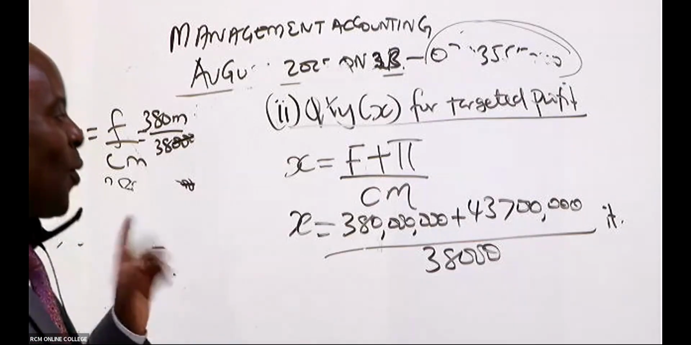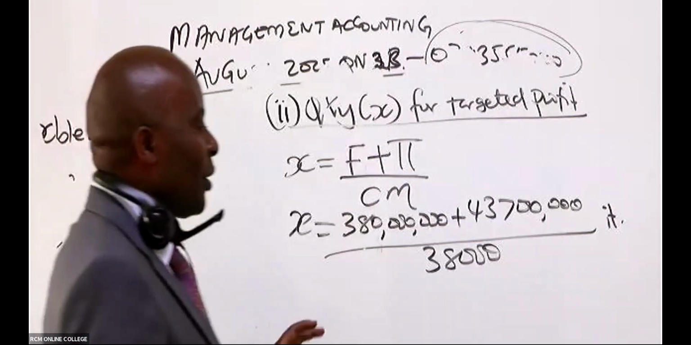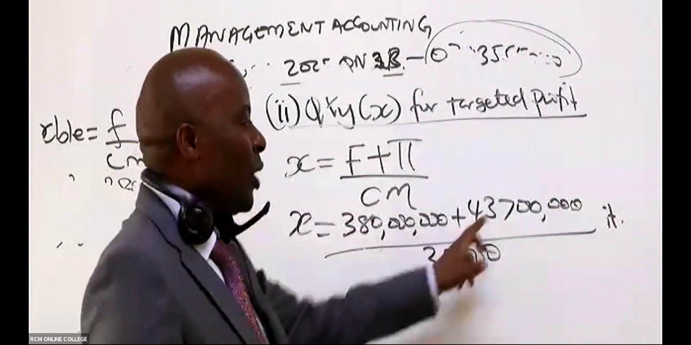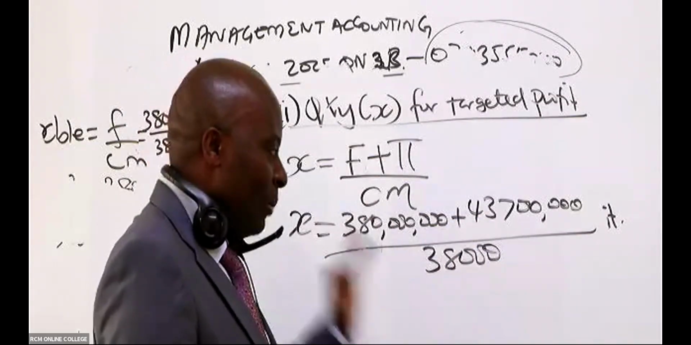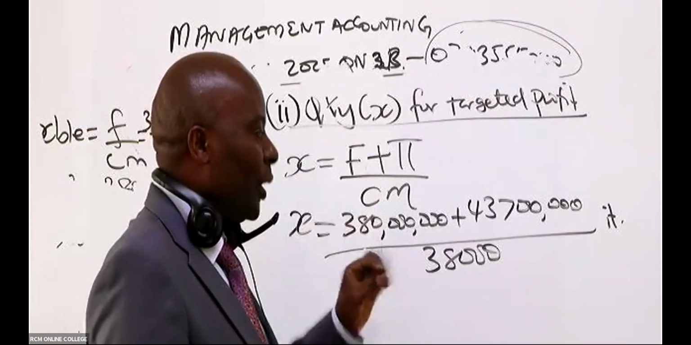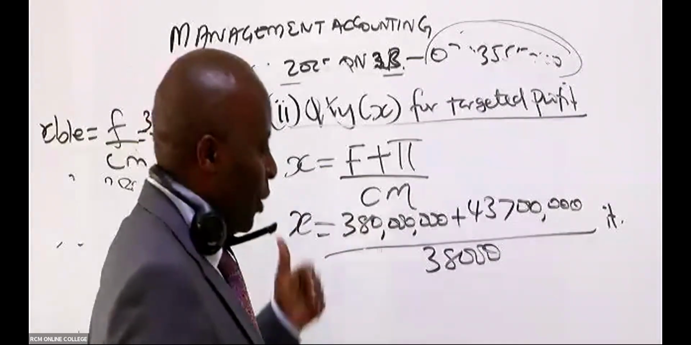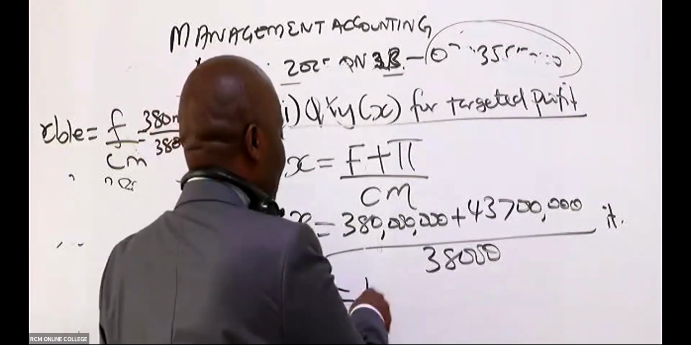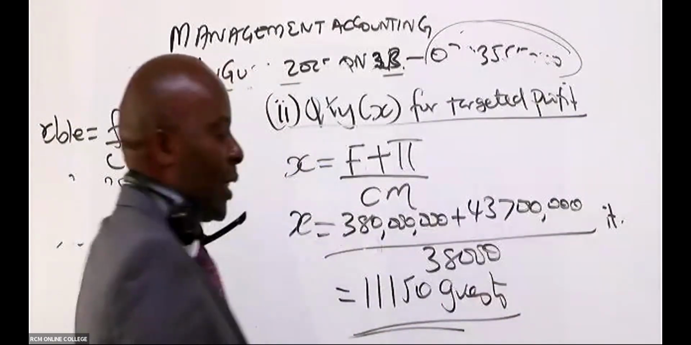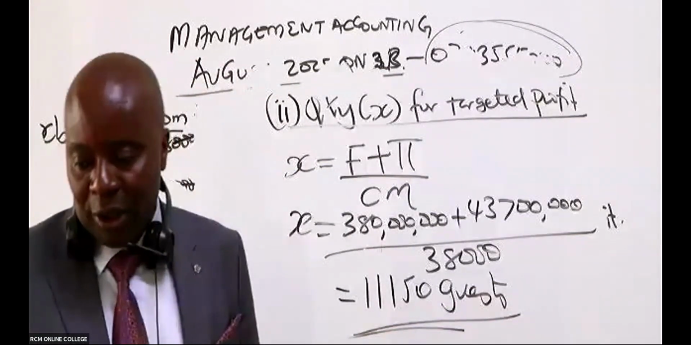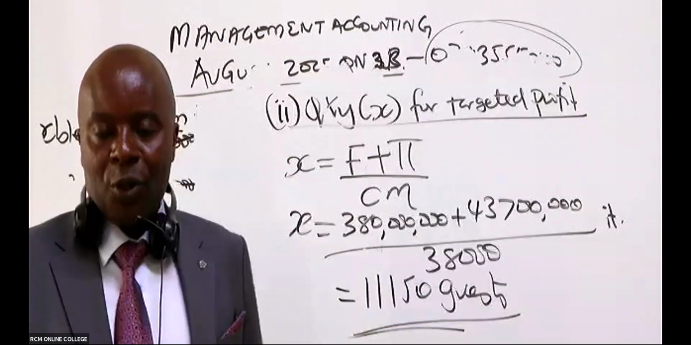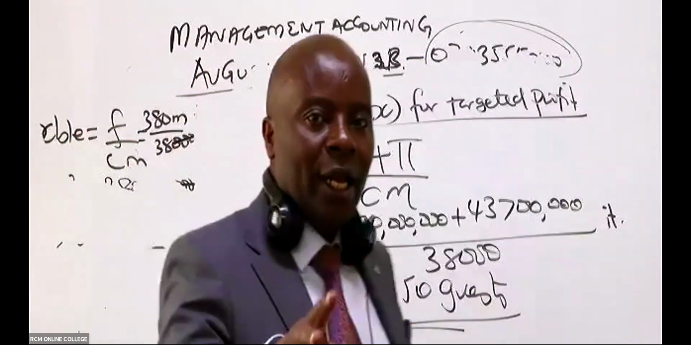Remember, I know so many students will do this and go wrong. Someone will say 380 million plus 43,700,000 without saying equals, and then they say divided by 38,000, so they end up dividing only the 43.7 million by 38,000. Remember the procedure: you take 380 million plus 43,700,000, you say equals, and then you divide by 38,000. This will give us 11,150 guests. Is there somebody who has been able to get this? Itiame got 11,150 guests.